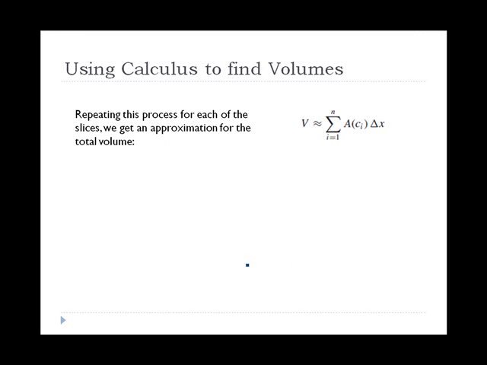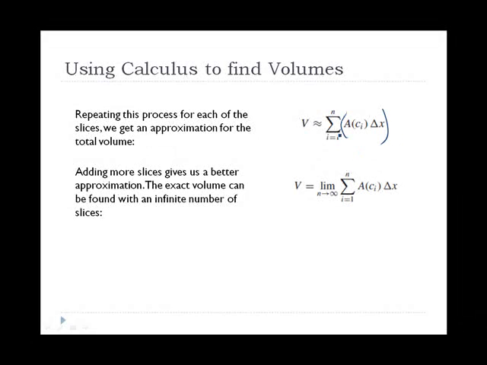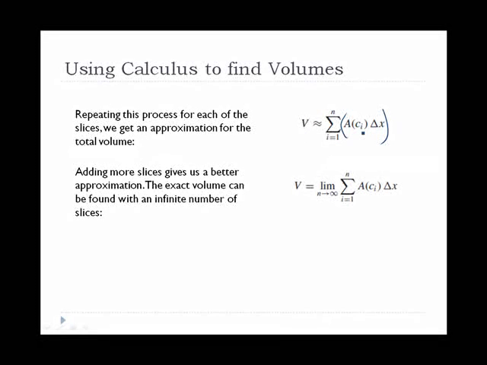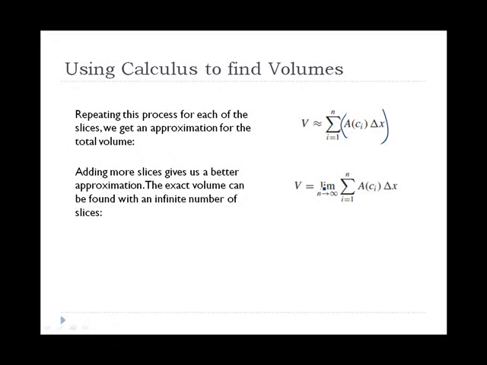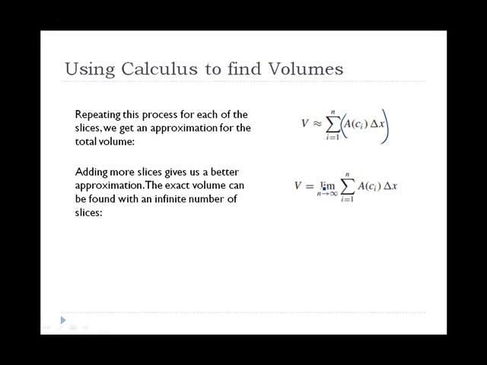So the area, A of x, of that thing, times delta x would give you the volume of that piece. And then if we repeat this process for each of those slices, we would get an approximation for the total volume. The volume is the sum of all of those volumes, but they're very, very small slivers of volume. Adding all those slices together gives us a better approximation, and the exact volume can be found with an infinite number of slices. This is the same thing we did when we defined our Riemann sums.